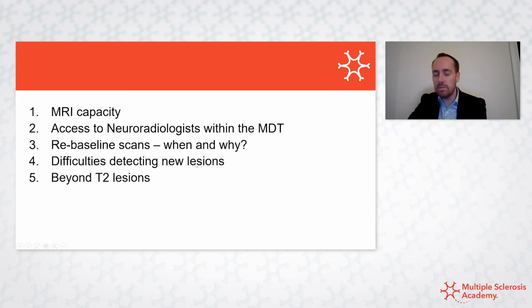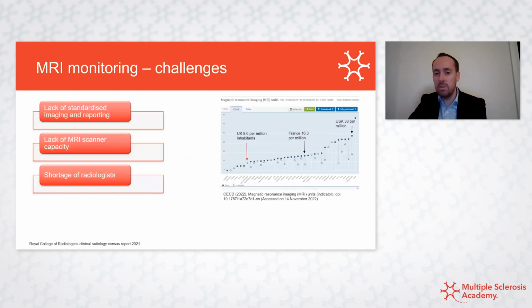Audrey showed you a case of someone who had a lot of white matter change, and the GAD was really useful. We've discussed rebaselining. I guess a lot of the questions that have come through have been around capacity, and that's a problem across the NHS at the moment. But capacity is a particular issue for radiologists and neuroradiologists. Audrey, you've got some data to share on that?